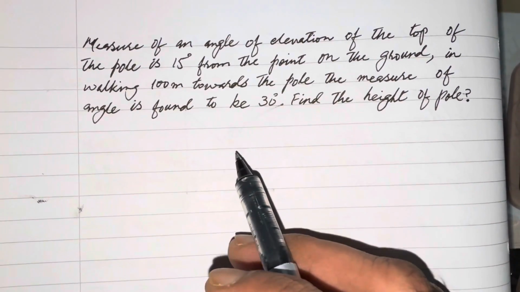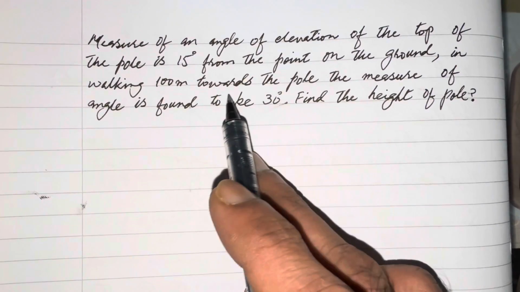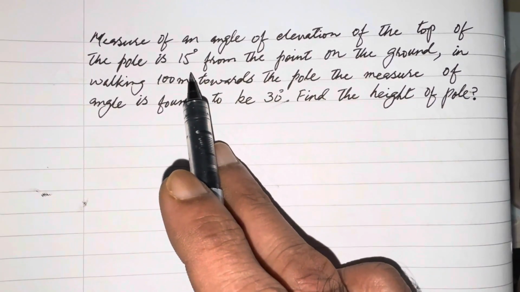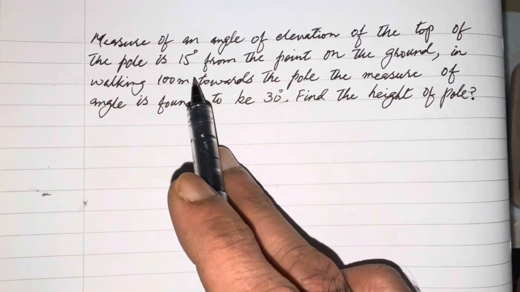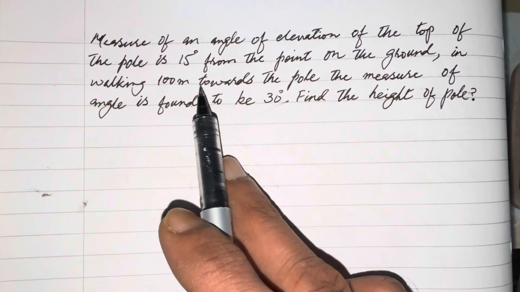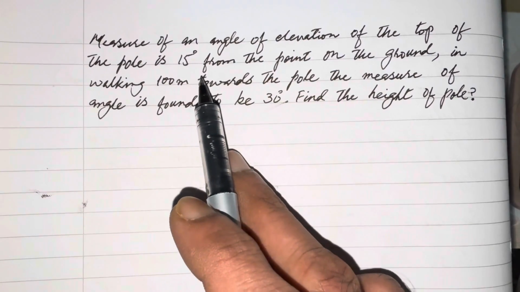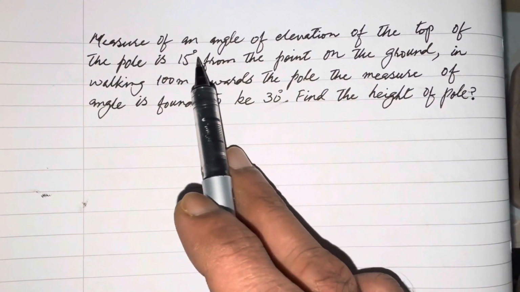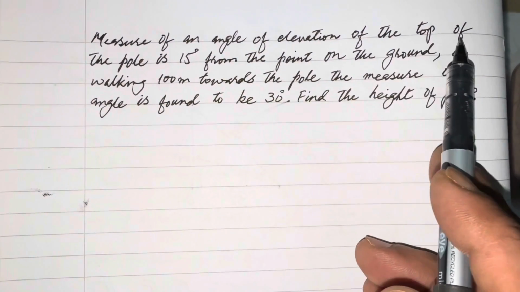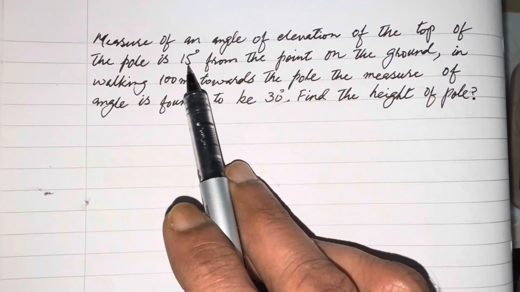In today's video we are going to solve a question by reading the statement, and after reading the statement we are going to draw a picture so that we can see how we can solve this question. If you read the statement, the measure of the angle of elevation of the top of the pole is 15 degrees.